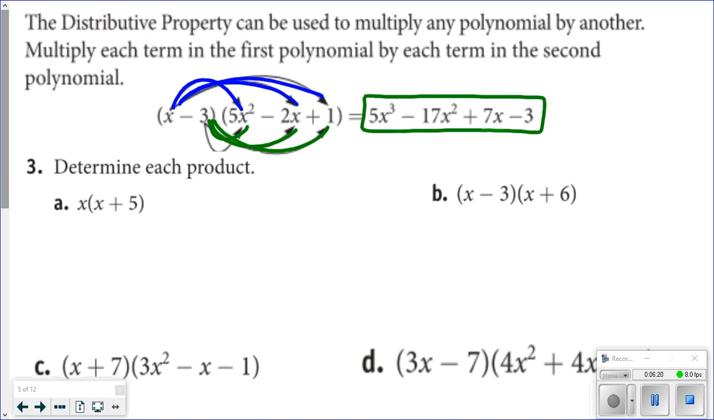They didn't show you every step there. But you know how to do 3a and 3b. So you can use the box method or you can distribute. Pause the video, do 3a and 3b.